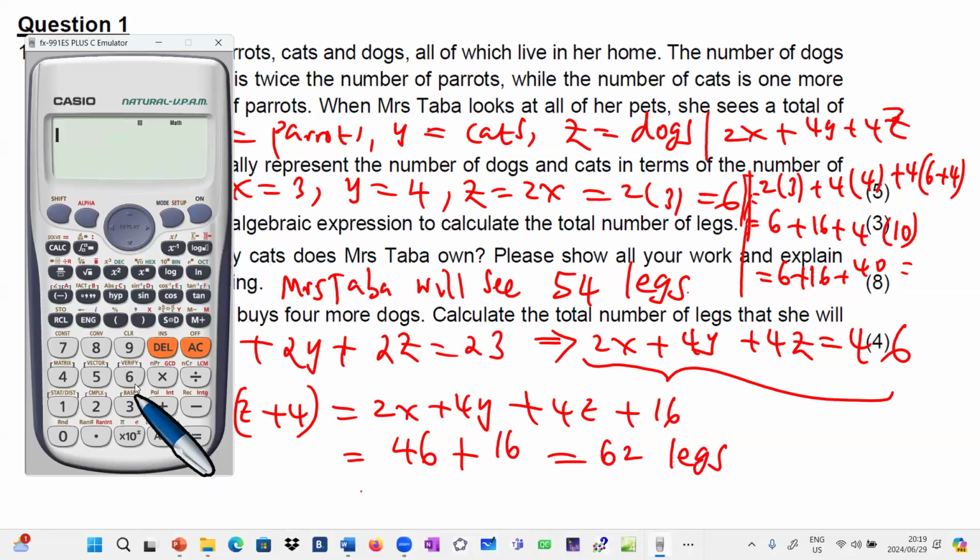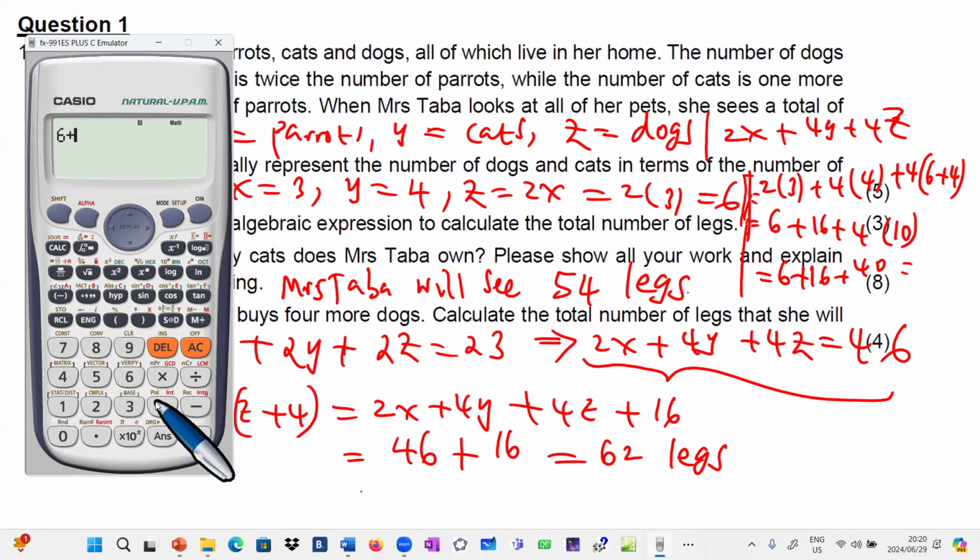I'm just checking this one now, where we use the fact that the value of X was 3 for the birds, the cats were 4, and the Z for the dogs was 6. But now we had 4 more dogs, meaning if we have 6 of the dogs, we add 4. We just say 6 plus 4, and then we multiply everything. So 6 plus 4 is 10. 2 by 3 is 6. 4 by 4 is 16. And then we have 6 brought down, 16 brought down, 4 by 10 is 40.